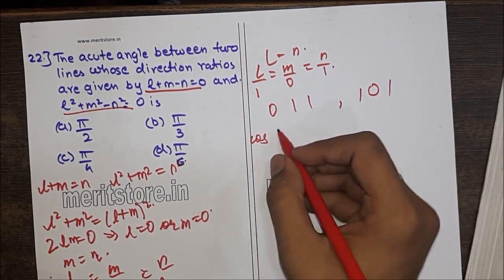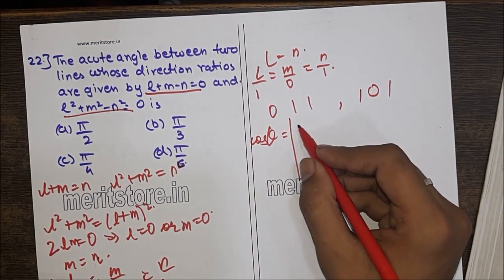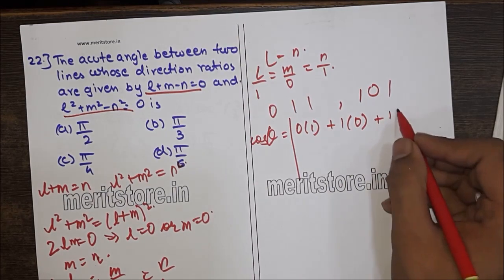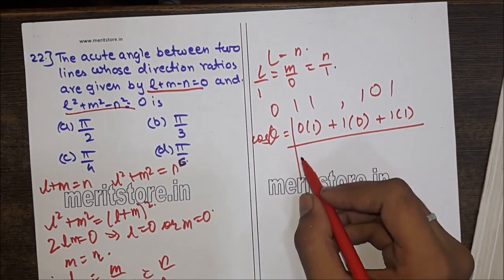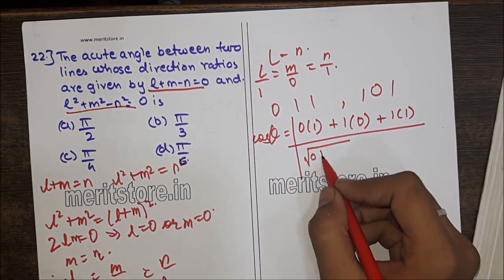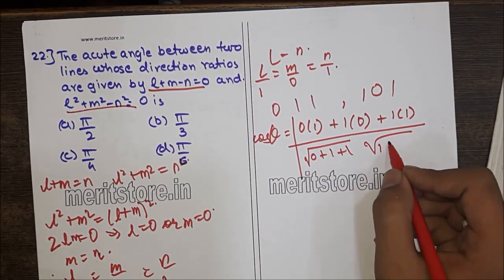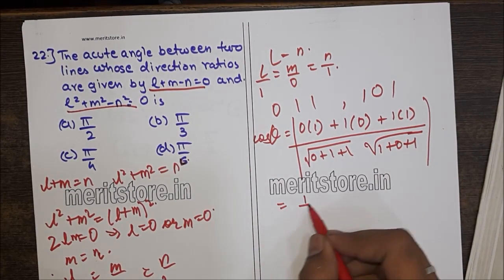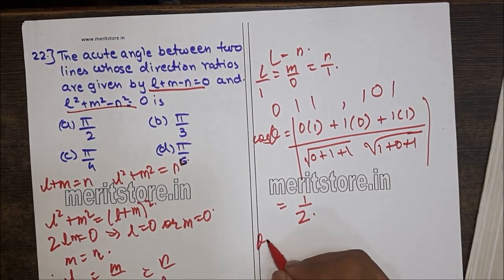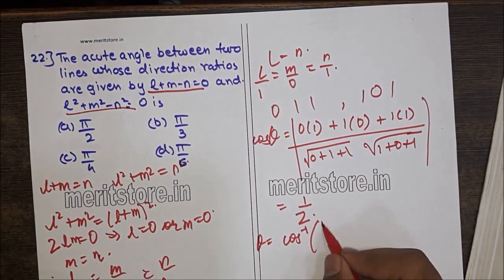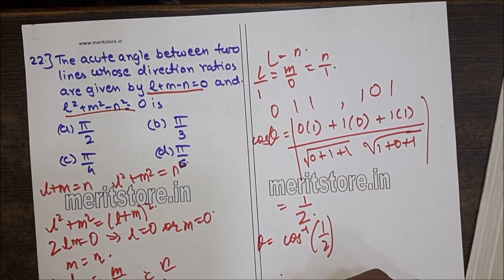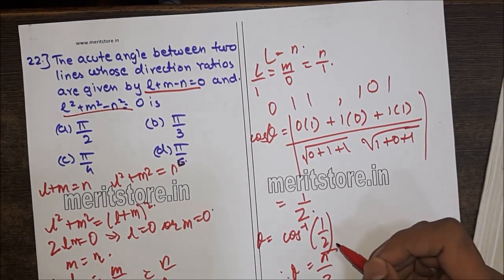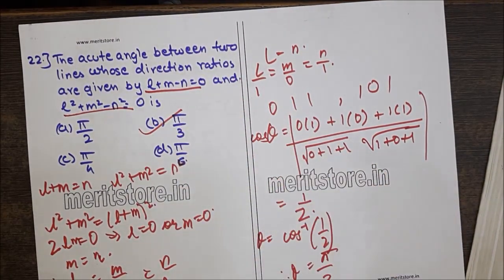So we'll get cos theta is equal to 0 into 1 plus 1 into 0 plus 1 into 1 divided by root of 0 plus 1 plus 1 and root of 1 plus 0 plus 1. Further solving this, we get 1 by 2. So theta is equal to cos inverse of 1 by 2. Therefore, we get theta is equal to pi by 3. So our correct answer is option B, pi by 3.